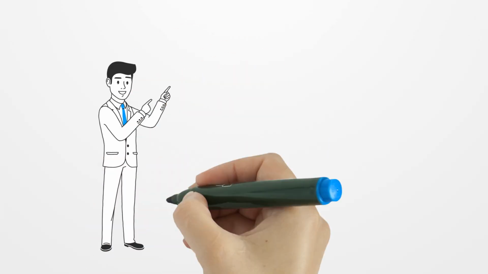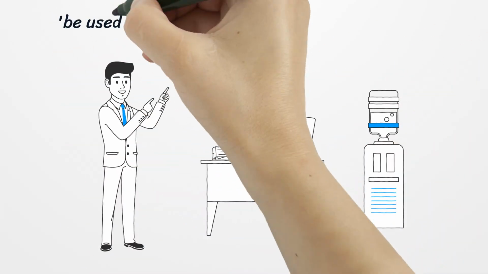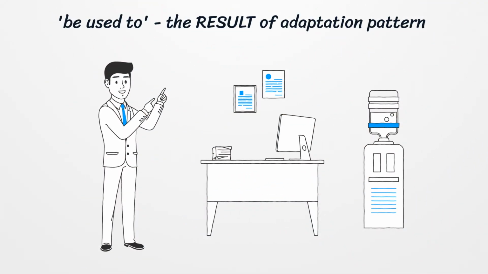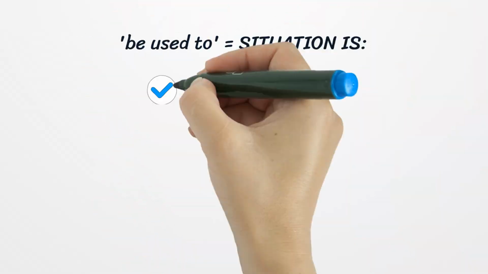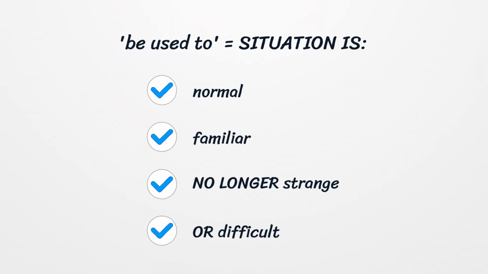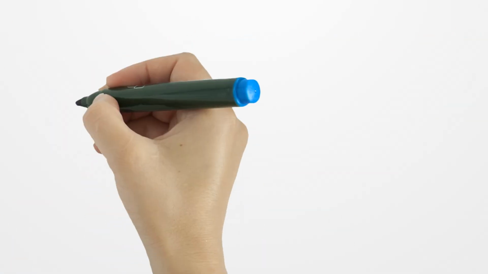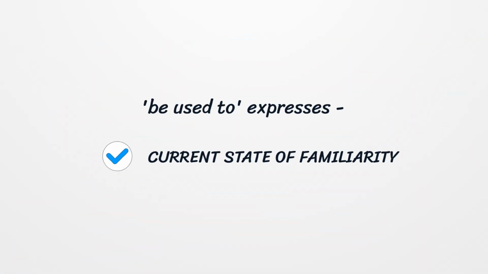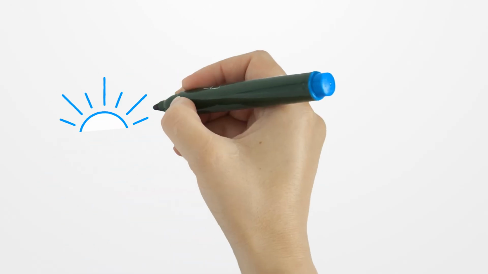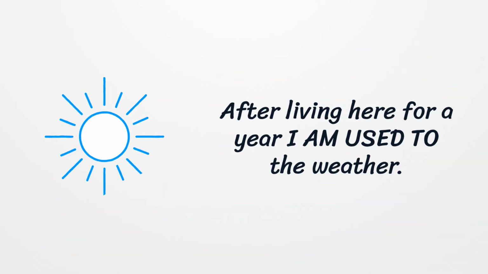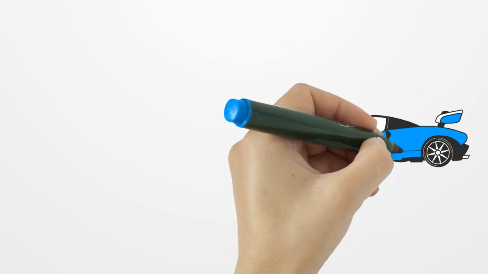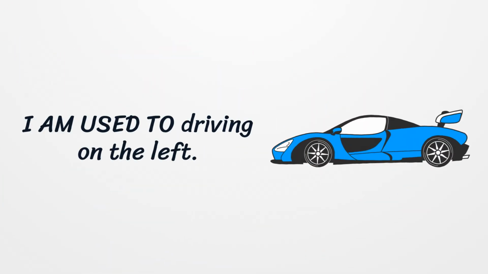Finally, we arrive at be used to. This pattern describes the result of that process. When you are used to something, the adaptation is complete. It has become normal, familiar, and no longer strange or difficult for you. It expresses a current state of familiarity. So, following our previous examples, after living in that country for a year, you can now state, I am used to the weather. And I am used to driving on the left.